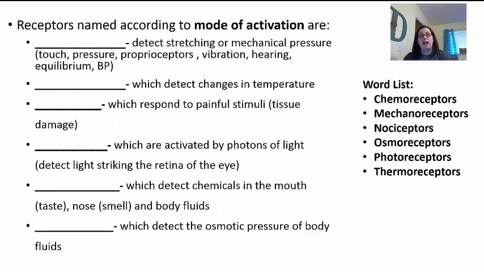On the other hand, we can name these receptors based on their mode of action, what they actually detect, what do they do, okay? And so again, I have some definitions over here, and I have a word list. So if we look at the first one, these detect stretching or mechanical pressure like touch, pressure, proprioceptors, vibration, hearing, equilibrium, blood pressure would be examples of this. These are mechanoreceptors. They actually detect a mechanical change, like a vibration, a pressure, something like that, okay?